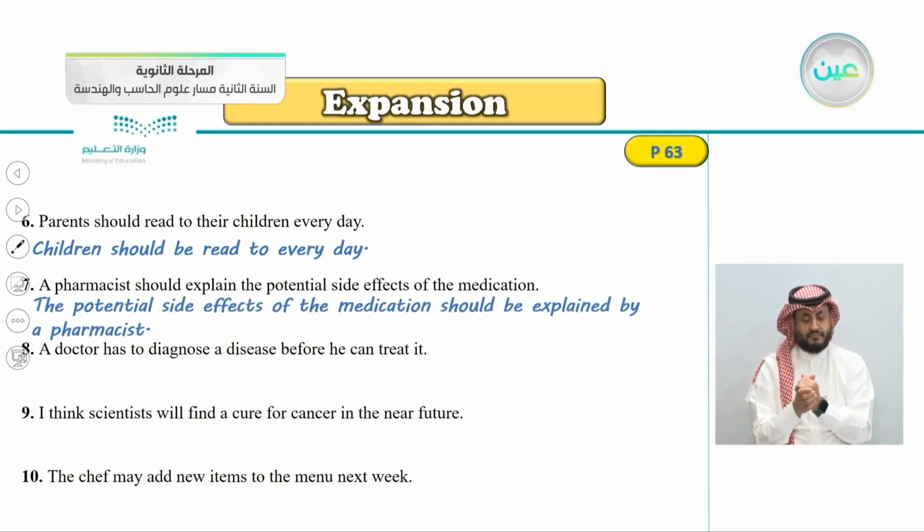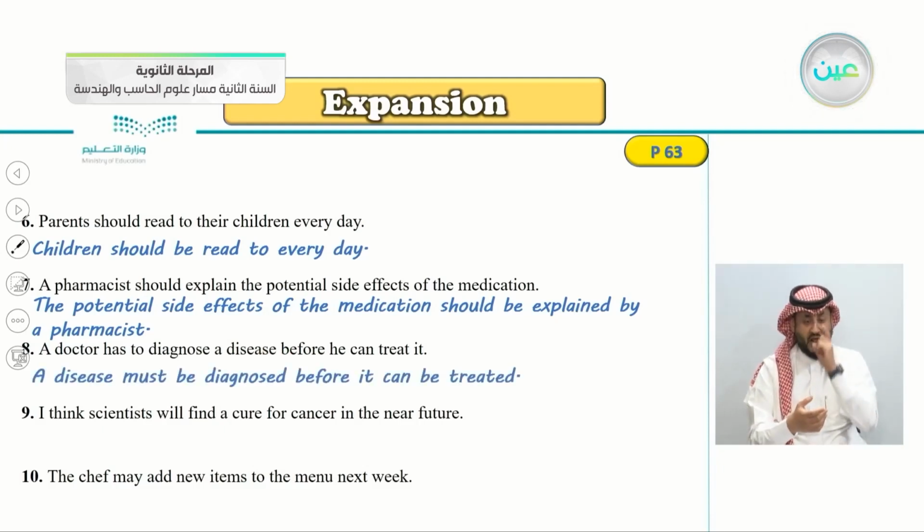Number 8, a doctor has to diagnose a disease before he can treat it. A doctor has to diagnose a disease before he can treat it. So, yes, a disease must be, so has to become must be diagnosed before it can be treated by a doctor. Number 9, I think scientists will find a cure for cancer in the near future.